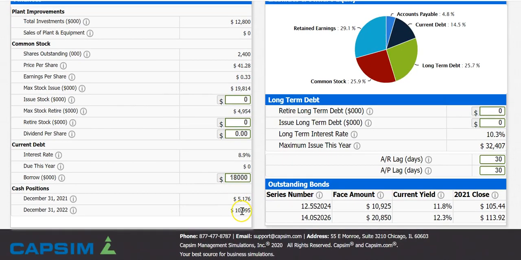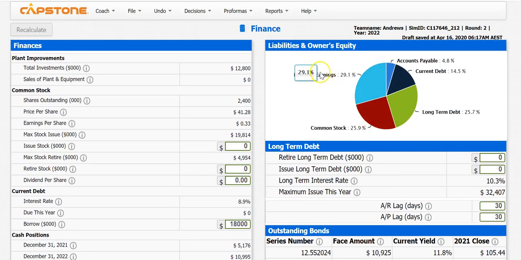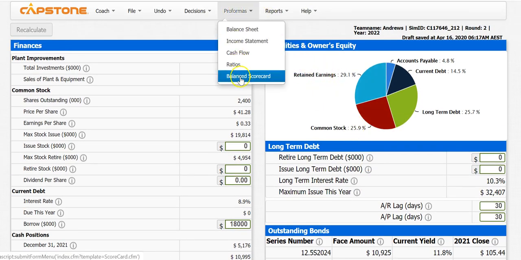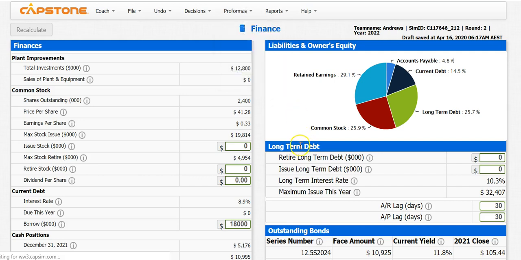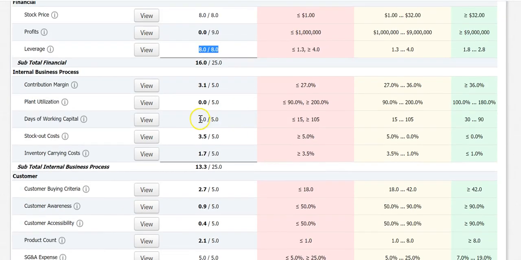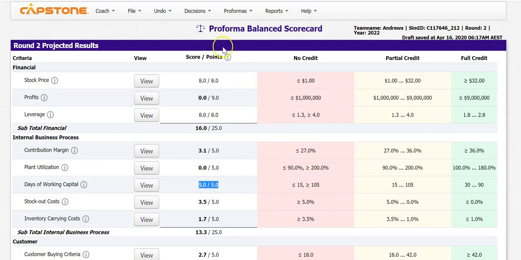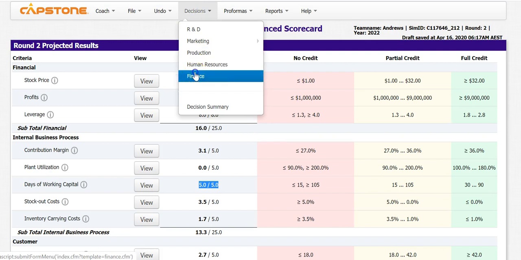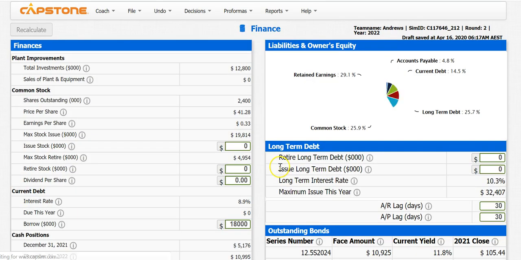I've still got my 10 million there. I've got my ratio going okay here. It's a bit different. I've got the black one there, which is current debt, and the green one, long-term debt. So let's go and see what this does to my pro formas. 8 out of 8 for leverage, 5 out of 5 for days of working capital. I fixed it.